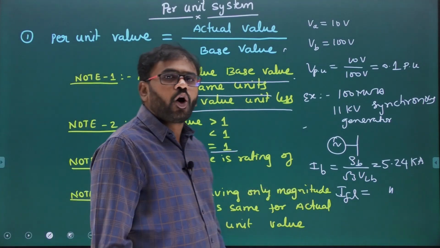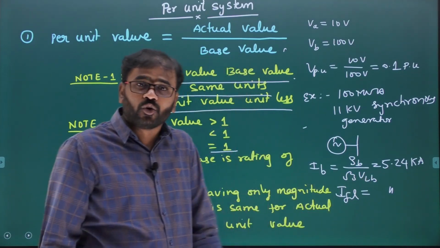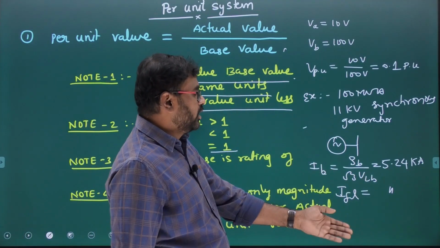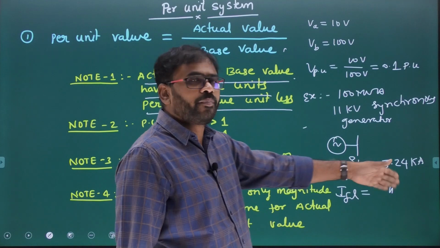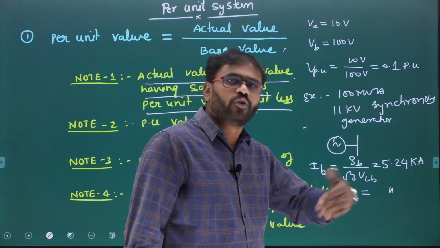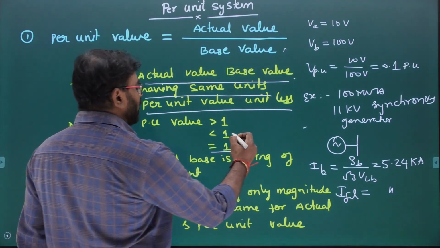Suppose the machine is operating at 50% of the rated load, think about it, then what is the load current? 5.24 by 2 kilo ampere. So that means the per unit value is less than 1.